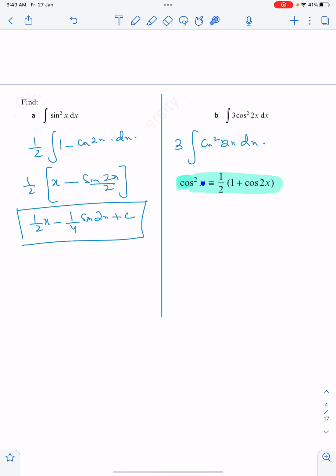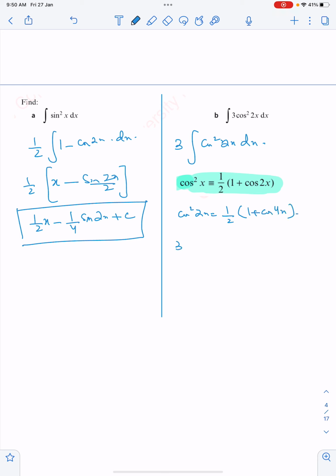Okay, if cos square x can be substituted by this, cos square 2x, if I put 2 here, I will have to put 4 here, because I'm doubling the angle on this side, so I have to double the angle on this side as well. So I can write cos square 2x will be 1 upon 2 into 1 plus cos of 4x.